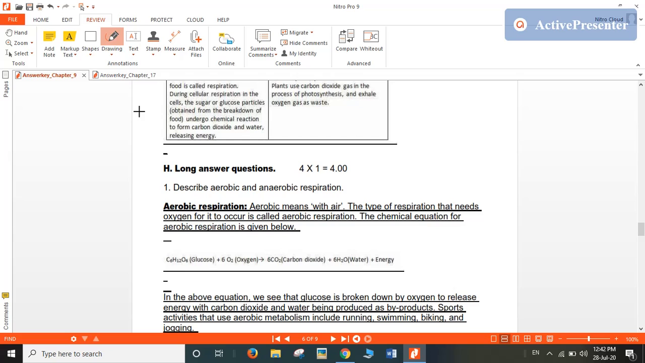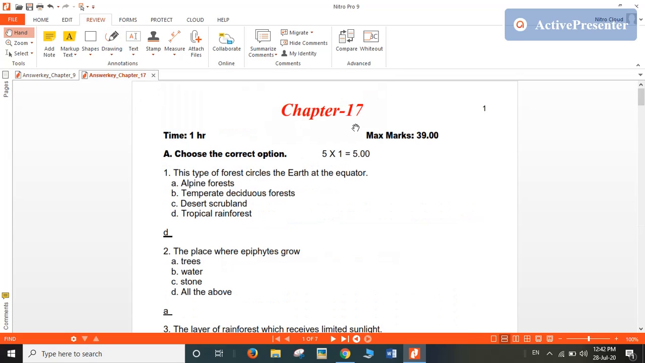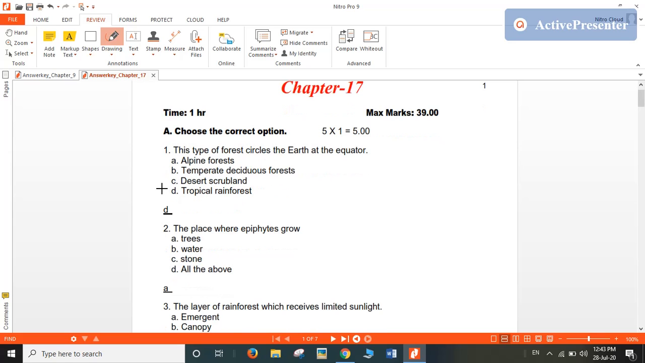Now let's move on to the worksheet of chapter number 17. So the first exercise is choose the correct option. This type of forest circles the earth at the equator. At the equator, if we draw a circle, which forests do we find there? Those forests are tropical rain forests, which we find if we draw a circle at the Earth's equator.